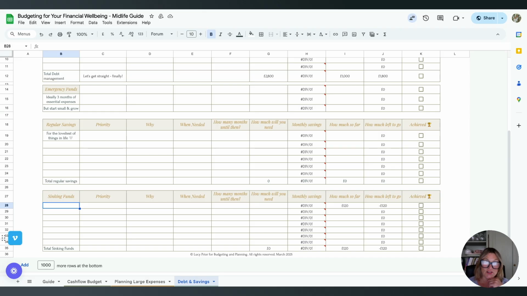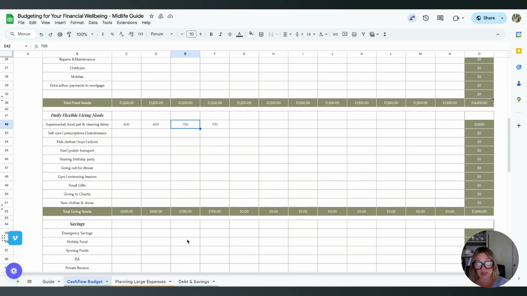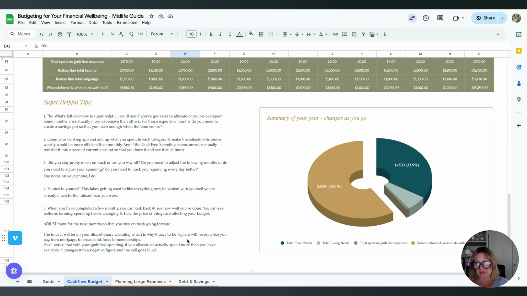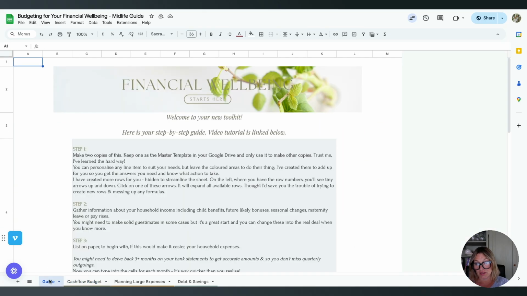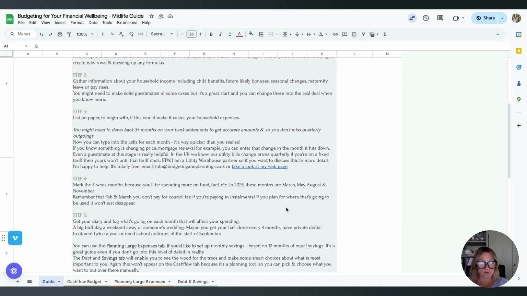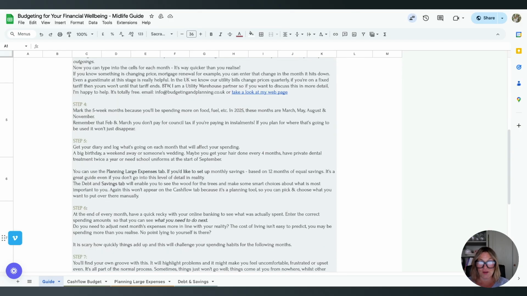And if you have any questions, as I said before, please do come through to me. The other areas of support you've got here and your cash flow budget. You got a half a dozen super helpful tips here, and you got your guide here, which is slightly different to what I've talked about already. So you got quite a lot of help and guidance here.